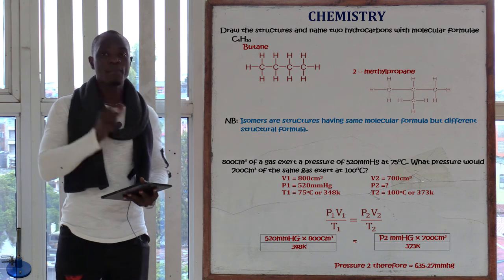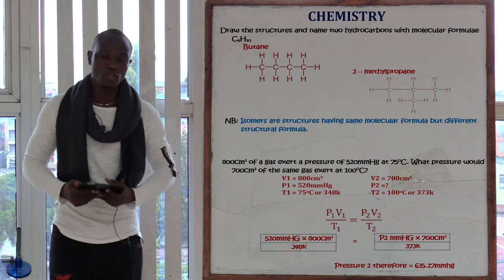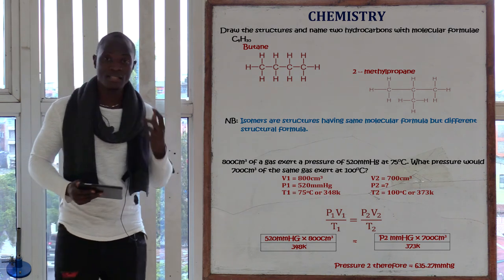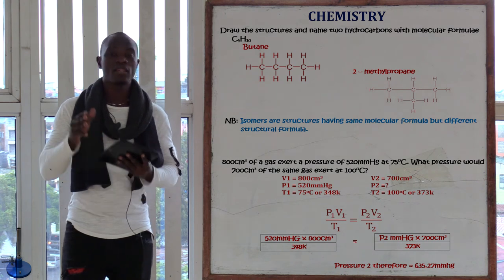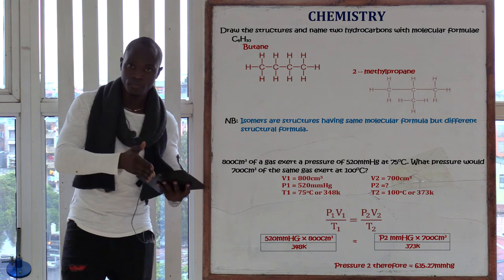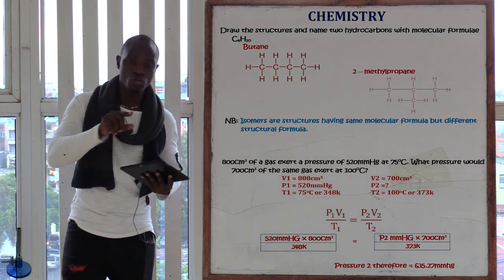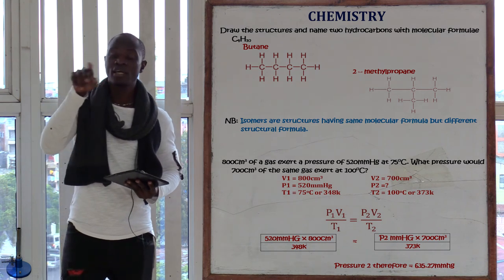And then the branch is appearing exactly at the second carbon atom. Since it appears at the second carbon atom, the first information we must give is the position of the branch. So the branch is appearing at carbon number 2. That's why the name starts with 2, and then the branch is a methyl. So it's supposed to be CH3.